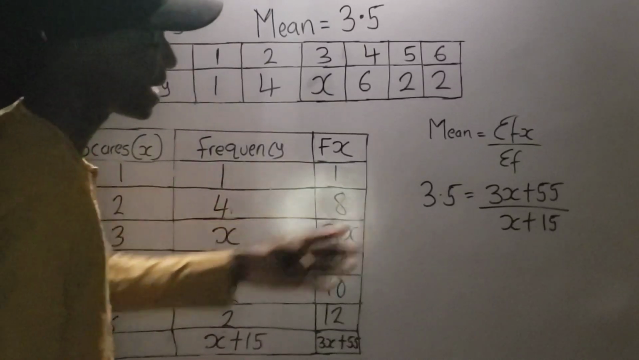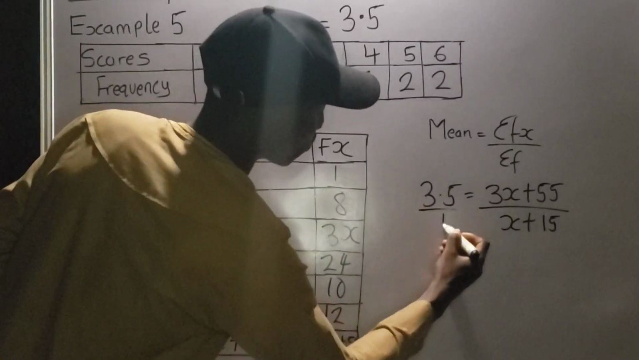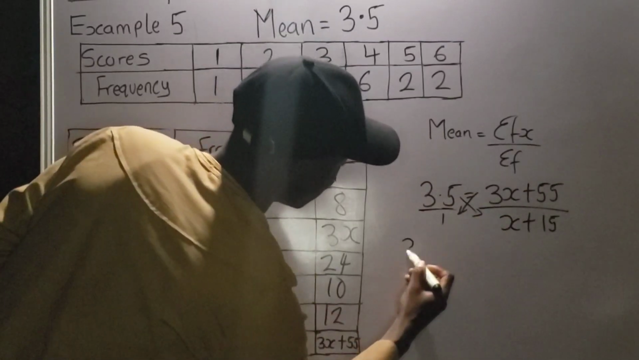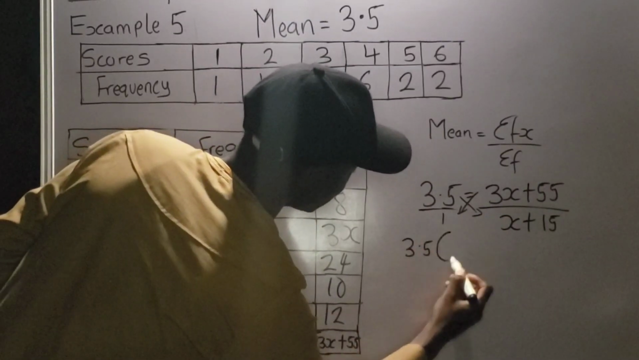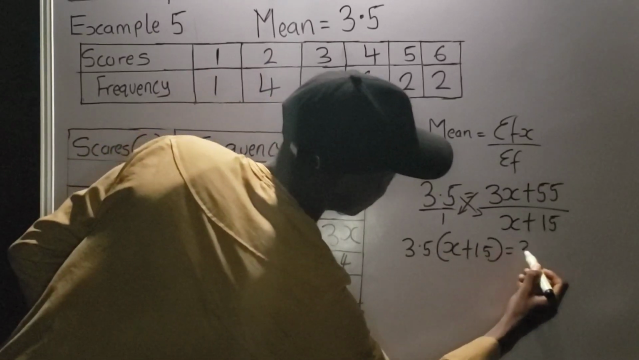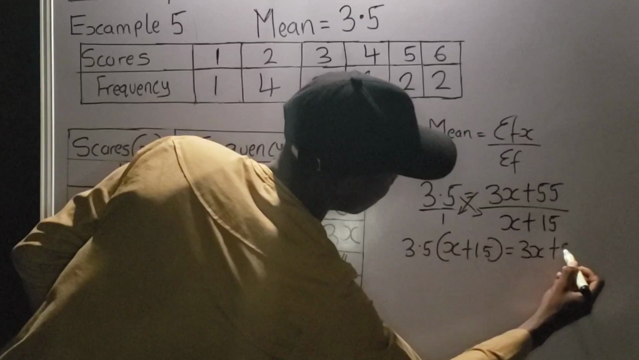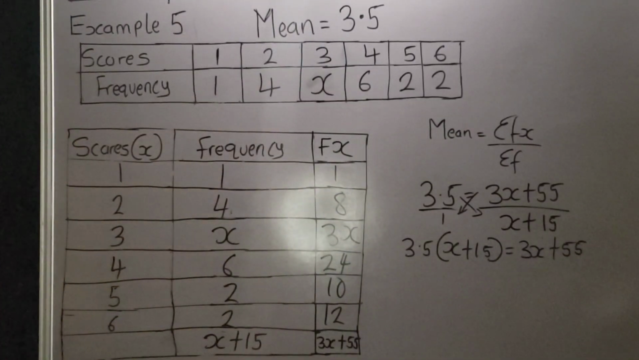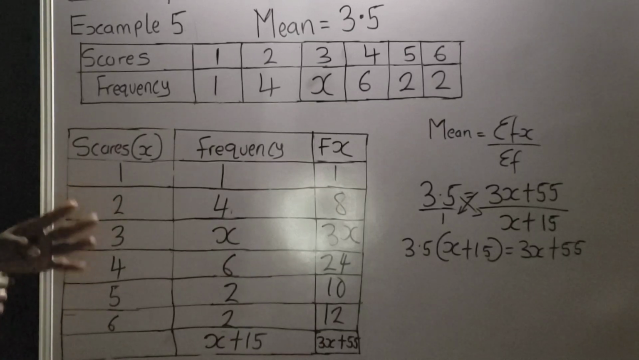So from this point, I can cross multiply. So I'm going to have this over 1. So this will come to this and this will come to this. So I'm going to have 3.5 all into bracket x plus 15 is equal to 3x plus 55. Do you understand? If you didn't understand, you can pause the video and just go back a bit.